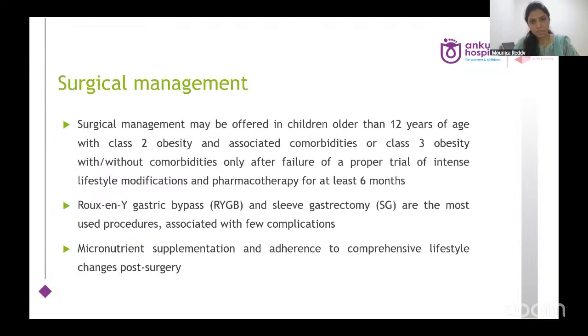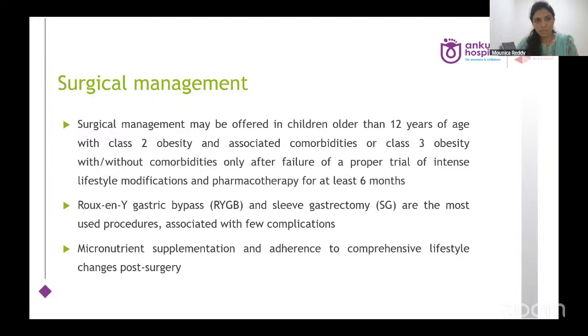Surgical management may be offered in children who are older than 12 years of age with class 2 and associated comorbidities, or class 3 without comorbidities, only after failure of a proper trial of intensive lifestyle changes and pharmacotherapy for at least 6 months. So Roux-en-Y and sleeve gastrectomy are the most commonly used procedures, but they do have some complications such as cholestasis and malabsorption. So micronutrient supplementation would be very important. And it was also important that post-surgery, the lifestyle changes have to be continued.